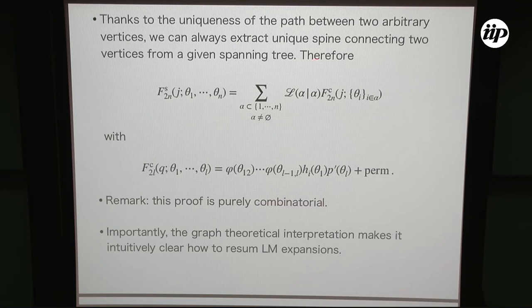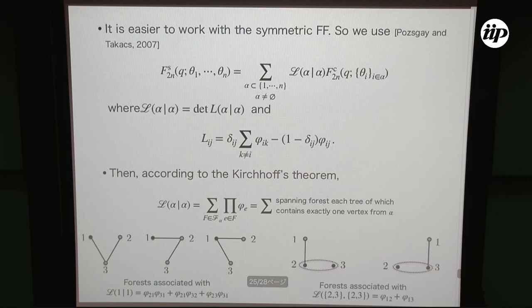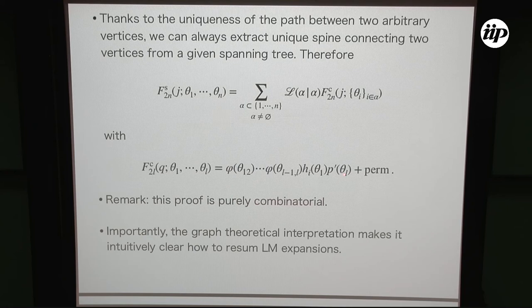this relation, which is exactly the same as the previous one for the density, where now, I'm sorry, this should be current, and here should be E prime, but it has to take this kind of form, which is this. So this concludes the proof. So this is nice because this proof is really combinatorial and doesn't really use the model dependent properties of the model.